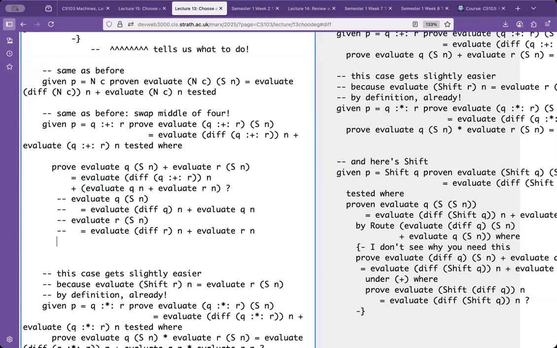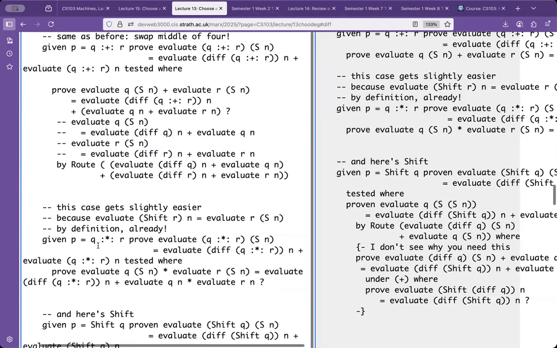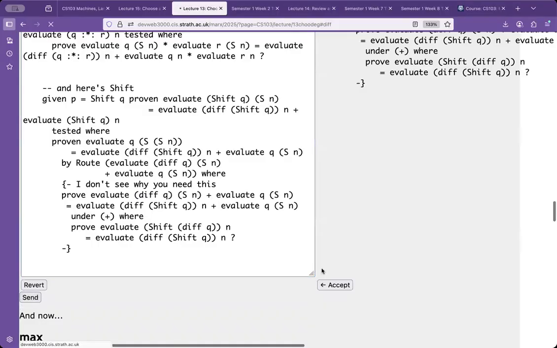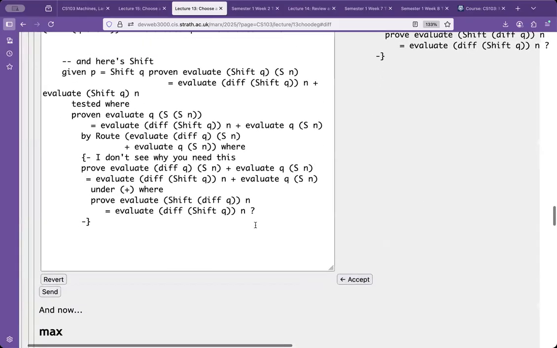So, by root, and I'm just lining that up for a bit of pasting. Copy the right-hand side of the induction hypothesis. The right-hand side of the other induction hypothesis. Right. Let's hit send. Okay. And accept what we got.